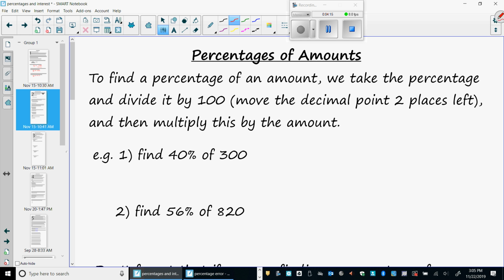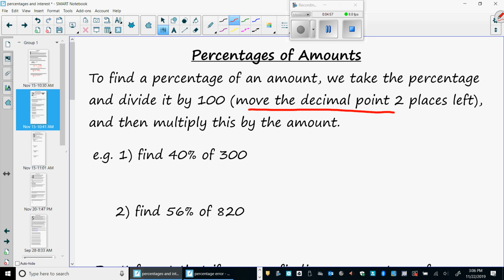Percentage of amount. So it might be that I will let Amy have 24% of the candy that's in the back of my room. She needs to know how many. So what we need to do is find a percentage of an amount. So we take the percentage and divide it by 100. Now I said here, move the decimal point 2 places left. A lot of people, when I've been asking the last couple of days how to find the percentage of something, told me the number over 100. That is totally correct as well. So you either have it as a fraction or a decimal, whichever you prefer.